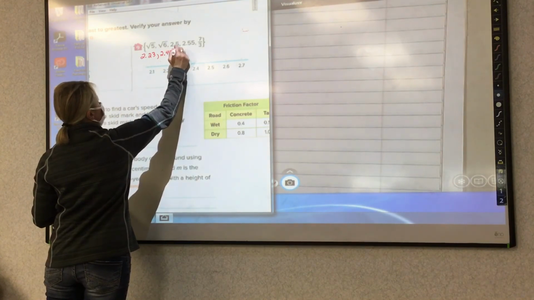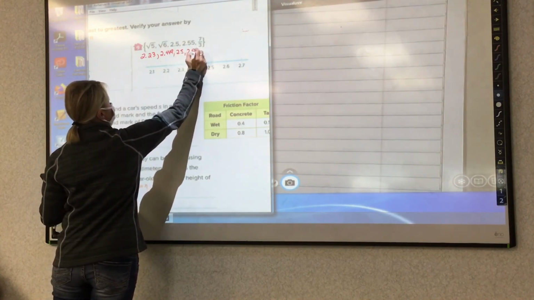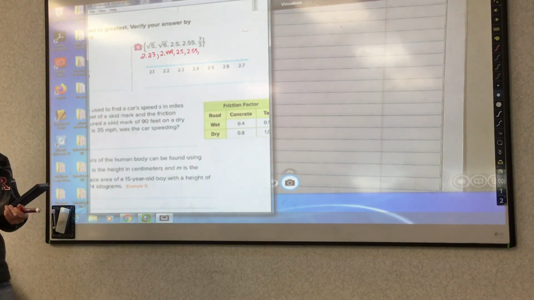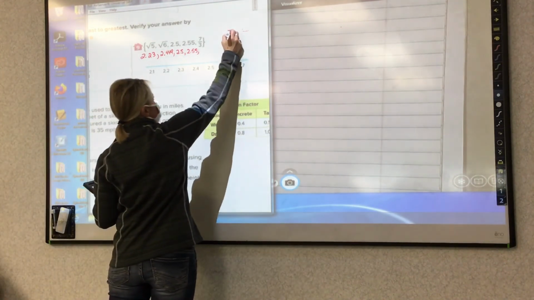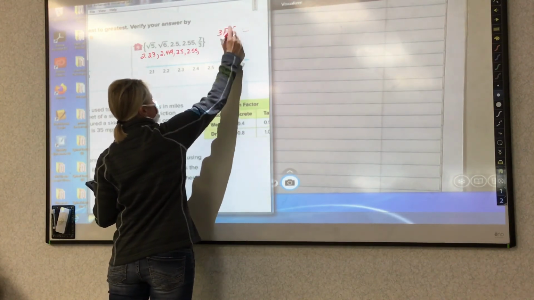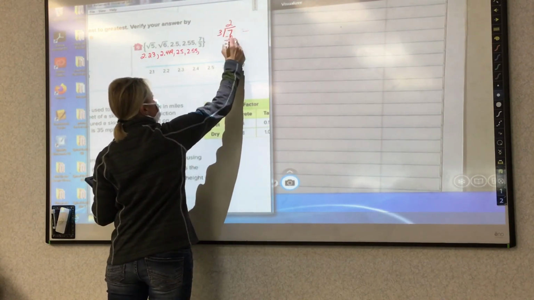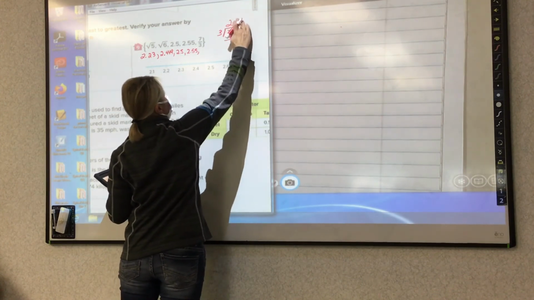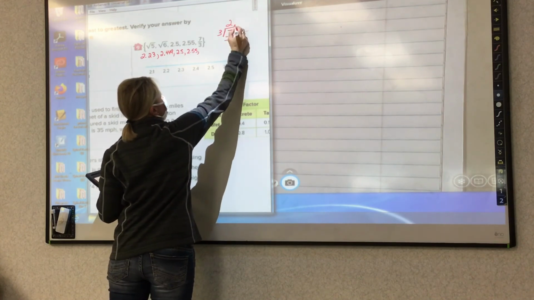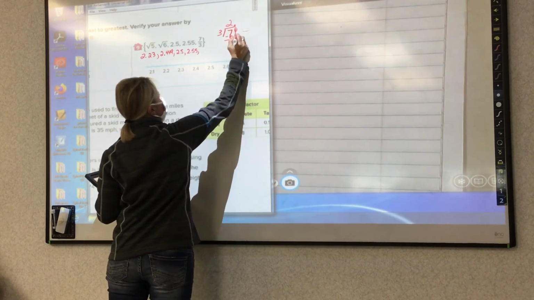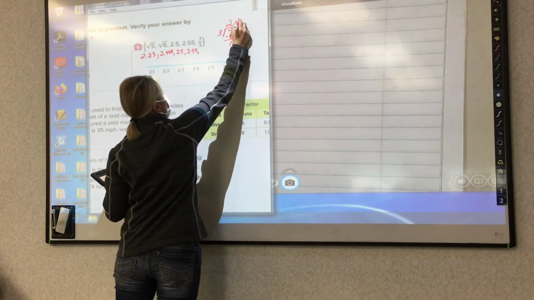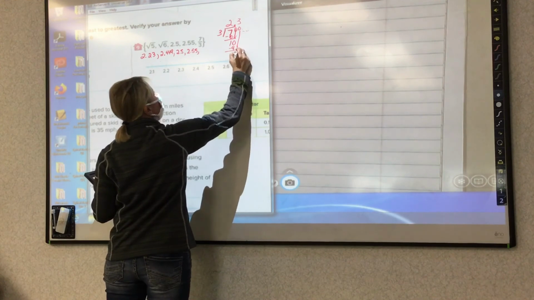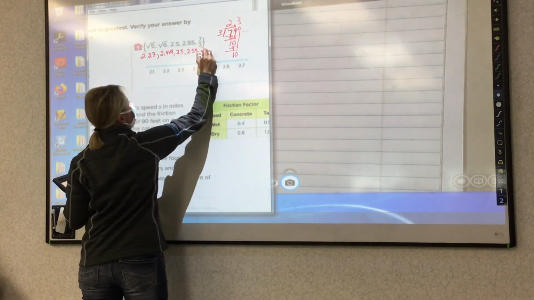Then we have the 2.5, 2.55. How do I change 7/3 to a decimal? Divide it. Show me the division. 7 divided by 3. 3 goes into 7 twice. 1 left, so I have 2 and 1/3. But I don't want a fraction. Add a 0. Bring the 0 down. 3 goes into 10 3 times. 1 left. Add a 0. Yeah, there we go. It's going to repeat.